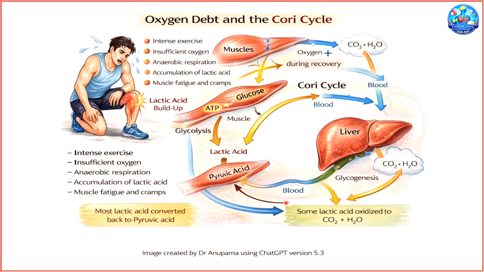During recovery, most of the lactic acid that is produced is converted back to pyruvic acid, while some of it is oxidized to carbon dioxide and water. This process occurs mainly in the liver, and this is known as the Cori cycle.